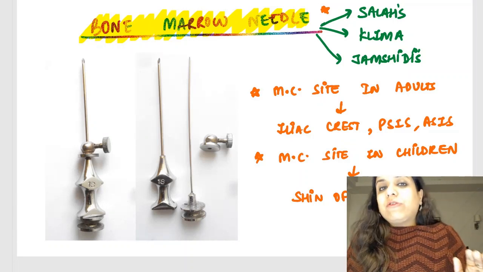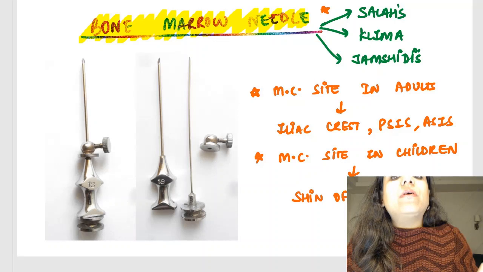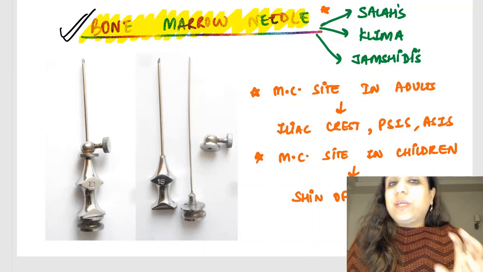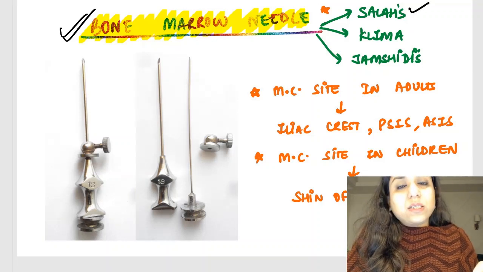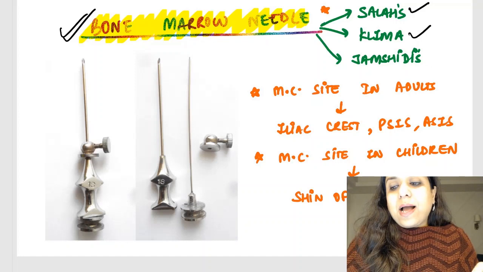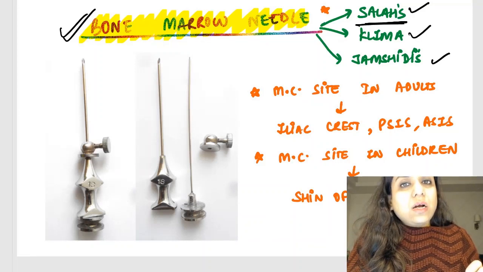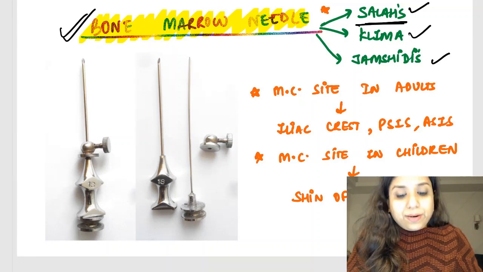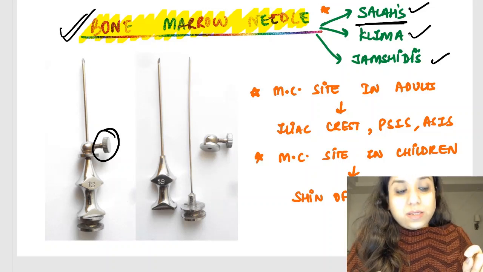Okay, one of my favorite images, students, which is very commonly asked in exams. In 2022 also, in the INI-CET paper in November, this image was asked. This is the bone marrow needle, right? Now, 3 bone marrow needles are very popular: Salah's needle, Klima needle, and Jamshidi needle, right? So one thing which you have to remember is Salah's needle has a side screw. S for Salah, S for side, right? So this needle which you see with the side screw, this is the Salah's needle, right?